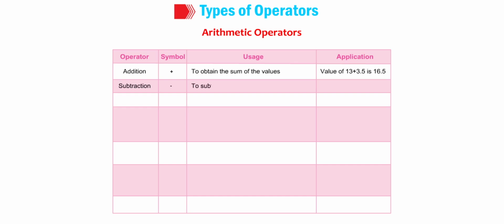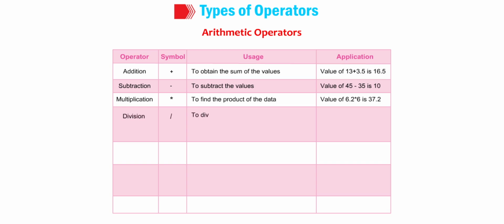Subtraction. To subtract the values. Value of 45 minus 35 is 10. Multiplication. To find the product of the data. Value of 6.2 into 6 is 37.2.